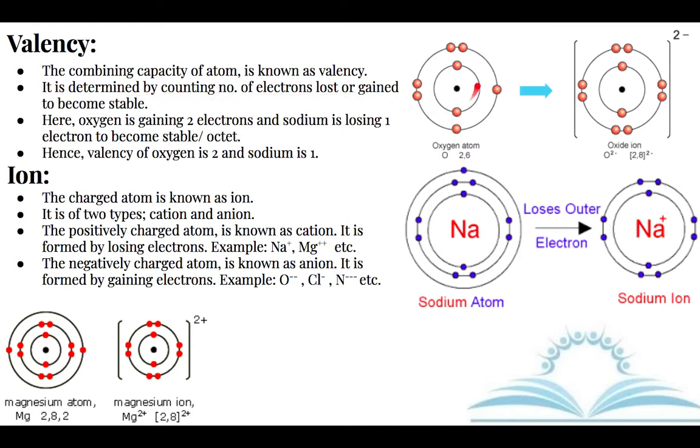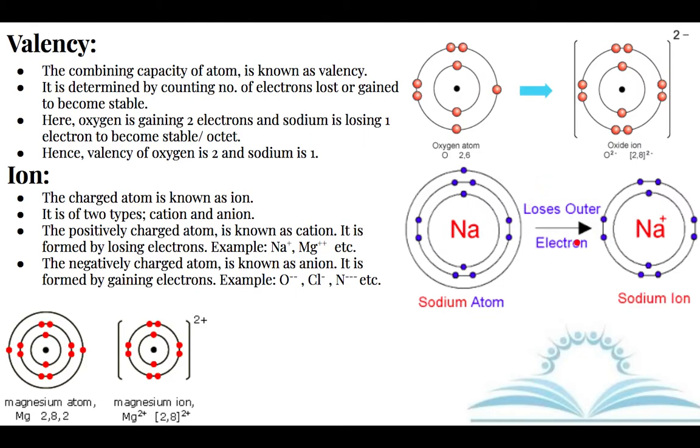Like here you can see oxygen. Oxygen has 6 valence electrons, and to become stable it gains 2 electrons, and after that it goes to the octet state. Since it has gained 2 electrons to reach the octet state, its valency is 2. And here is sodium, which has 1 valence electron. To become stable, what does it do? It will lose this electron. Since it has lost 1 electron to become stable, its valency is 1.